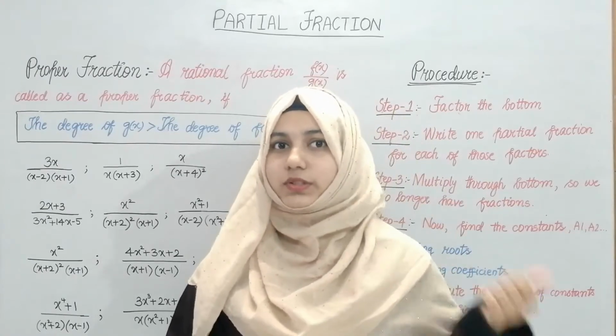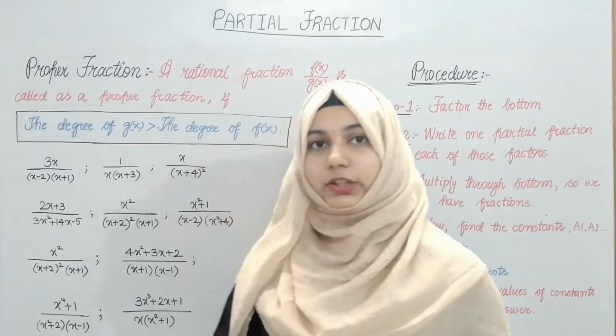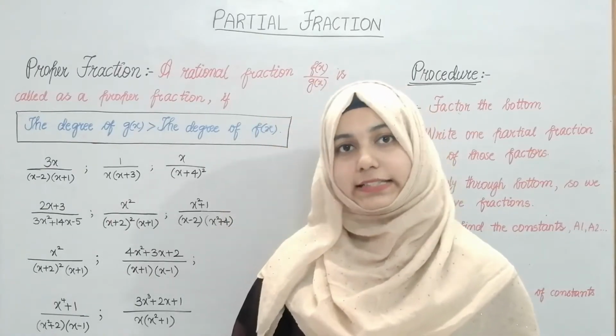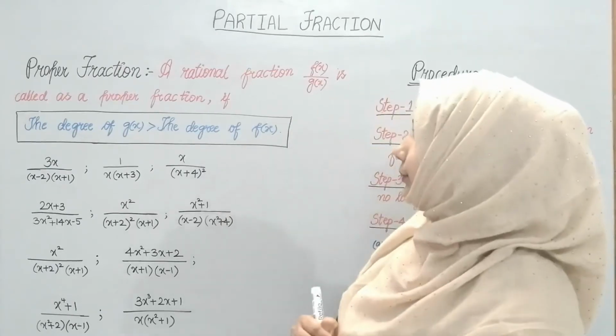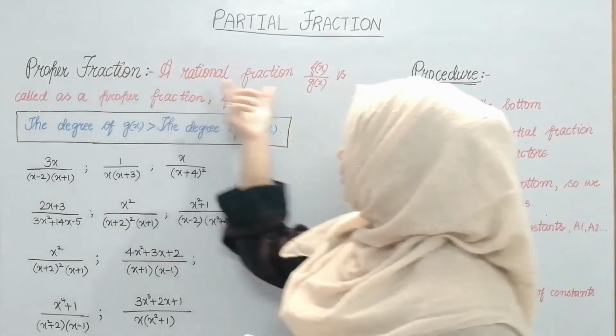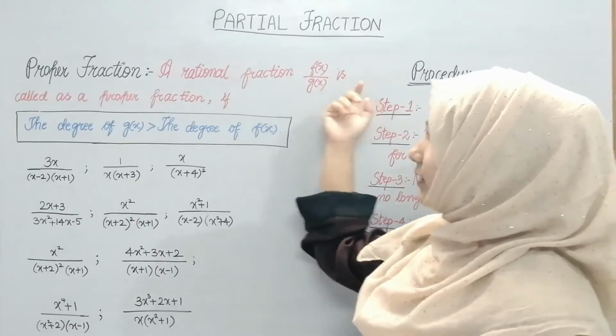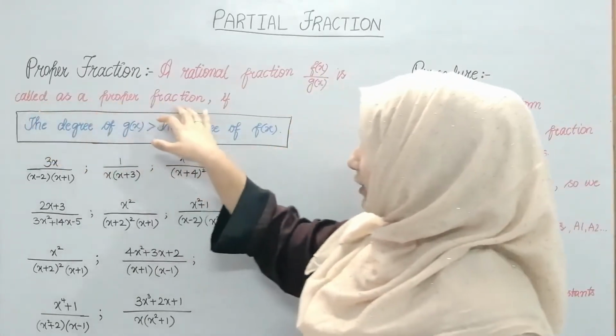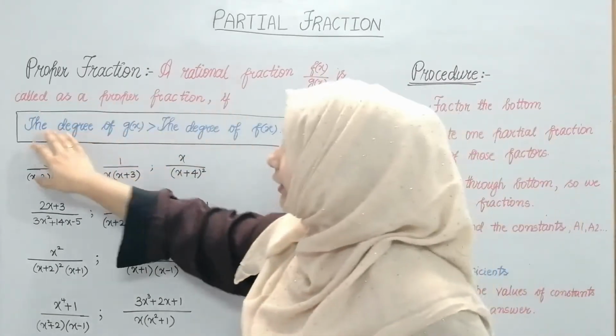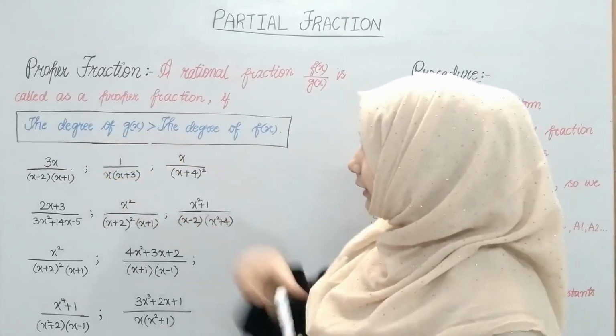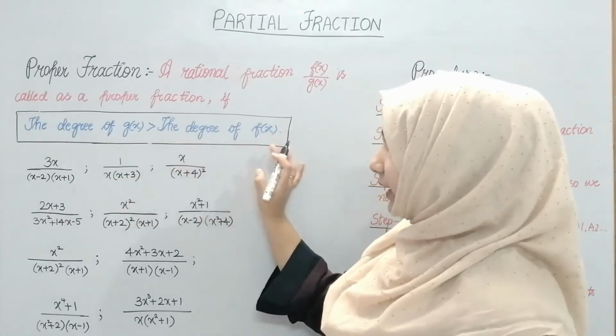In the previous video we saw a little about proper fractions. In this video we'll talk about proper fractions in detail. A rational fraction f(x)/g(x) is called a proper fraction if the degree of g(x) is greater than the degree of f(x).